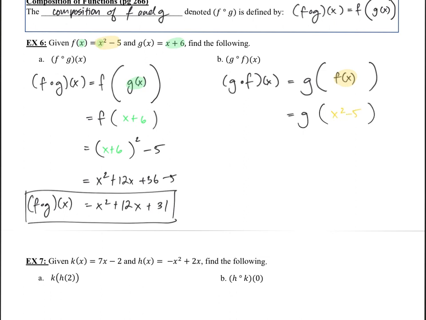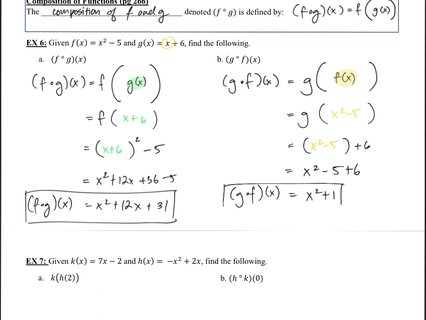Now for g of x. Inputting this, I'll get x plus 6, so I have my x value, which I'm replacing with x squared minus 5, and then I'm adding to it a 6. So then x squared minus 5 plus 6, we can simplify that to x squared plus 1, which means that g of f of x equals x squared plus 1.